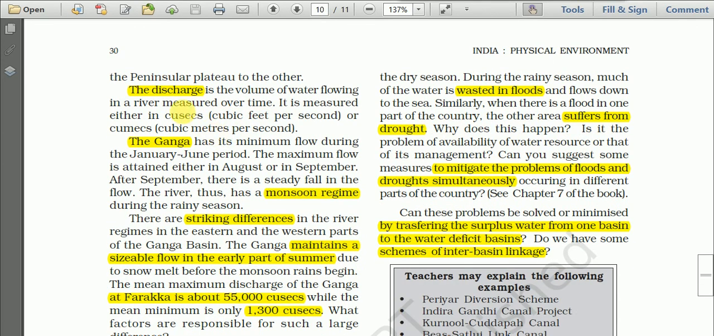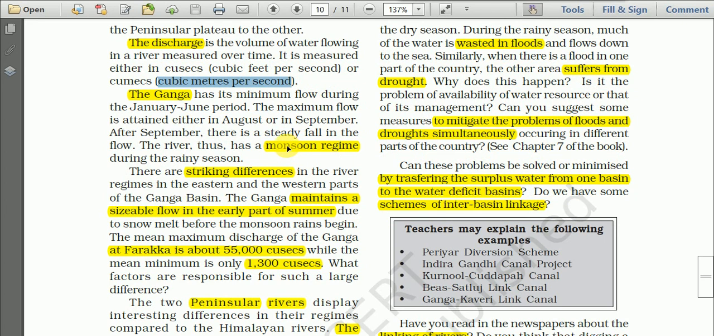Okay, the discharge is the volume of water flowing in a river measured over time. So what do you mean by discharge? Discharge is the volume of water flowing in a river measured over time. Discharge of a river is measured either in cusecs, which means cubic feet per second, or cumecs. Cumecs stands for cubic meters per second.